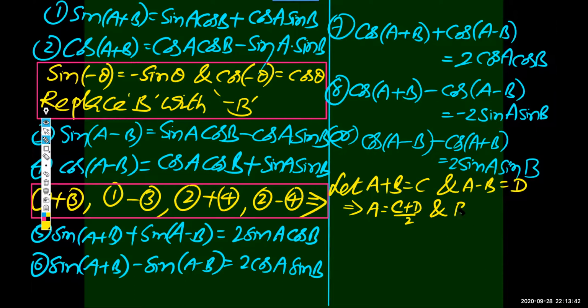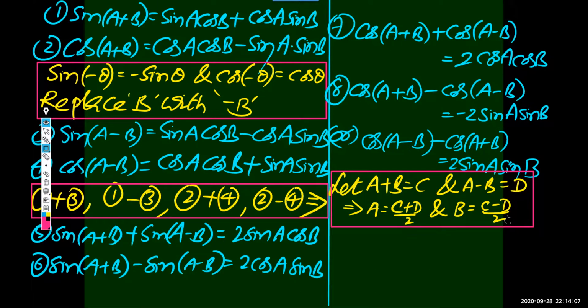And tell me what is B if you subtract, what do you get? If you subtract one from another, this is plus B, minus of minus B, plus B, so B is getting cancelled. So C minus D by 2. That's good. This is the alteration to be done now. I'm teaching you this formula through logic.